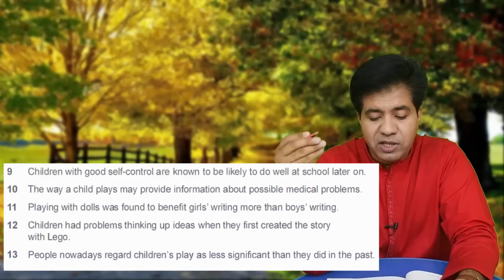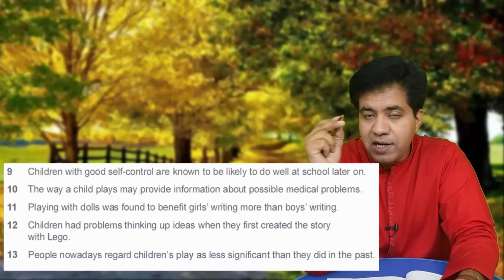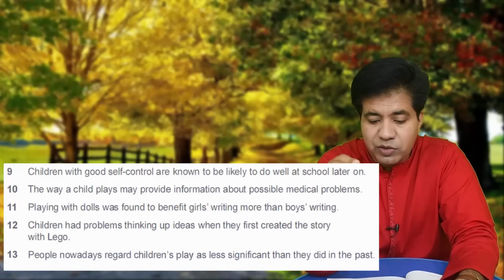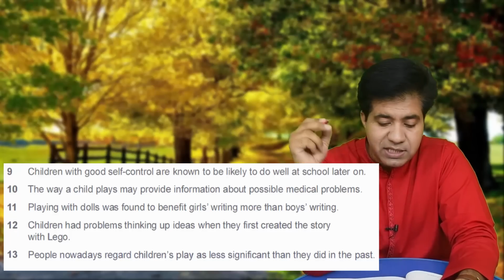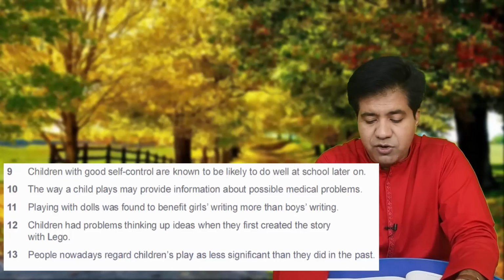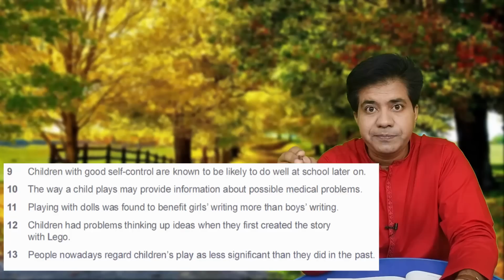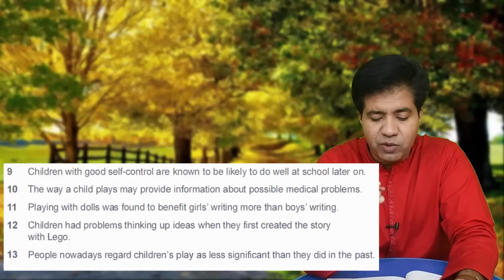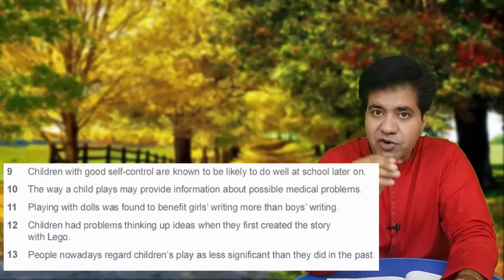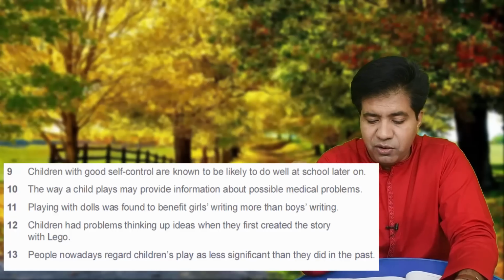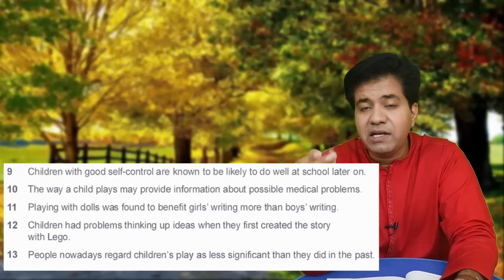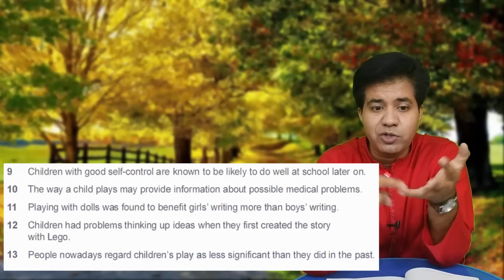Well guys, let's take a start. You can see the question now. The question is, children with good self-control. Now underline self-control. This is what you need to find. The statement says, children with good self-control are known to be likely to do well at school later on. Now first you need to underline self-control. Now the words are known to be likely.